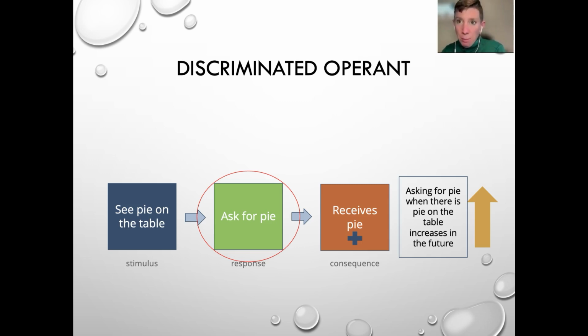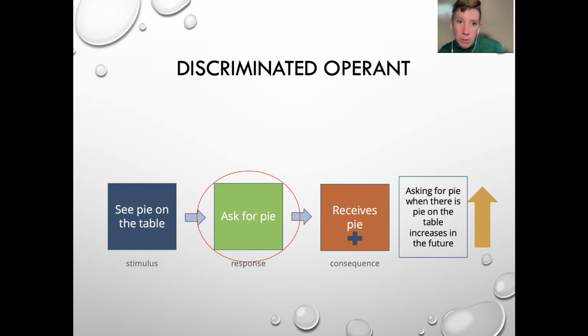And eventually this can become a discriminative stimulus. And when this becomes a discriminative stimulus, this becomes a discriminated operant, which means it occurs more under some conditions than it does in others. But the first part of the question asks us, is it less affected by motivating operations or equally affected by motivating operations? And a discriminated operant is equally affected by motivating operations.